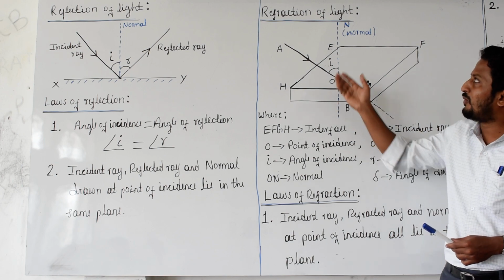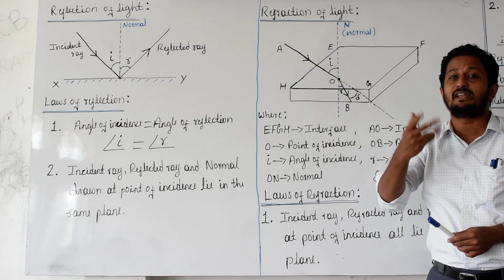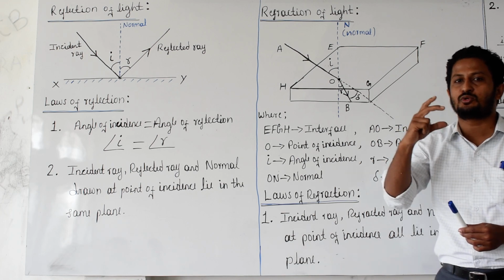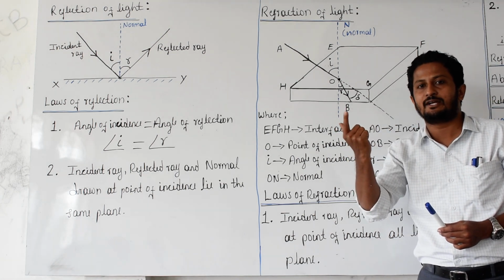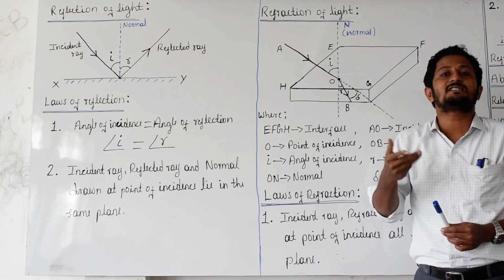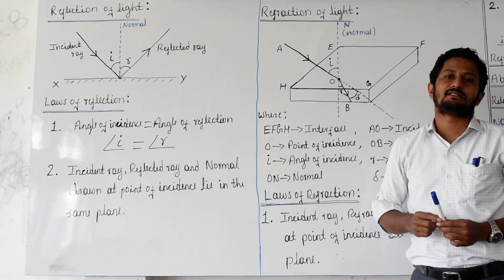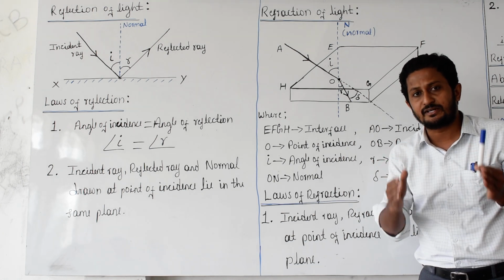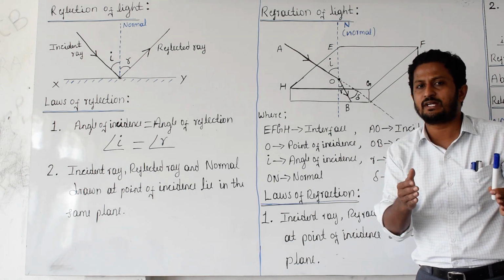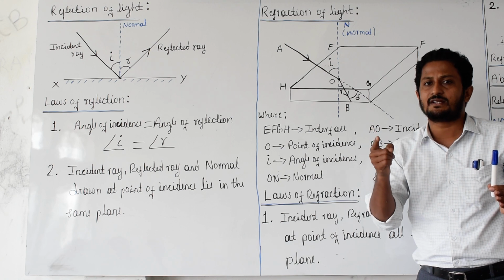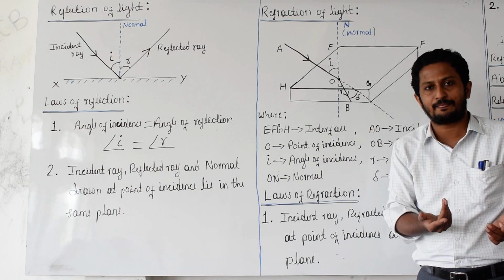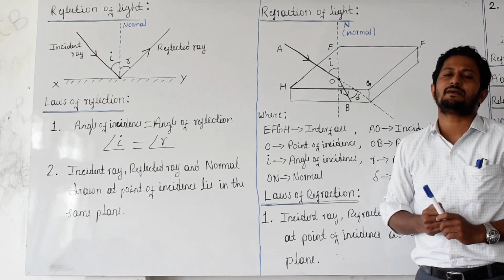Thereafter, while discussing refraction, we should allow the light ray to pass through transparent materials. Transparent materials means what? The materials which allow light rays to pass through them are called transparent materials.